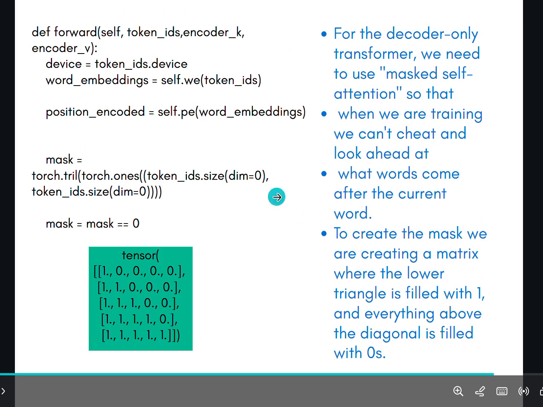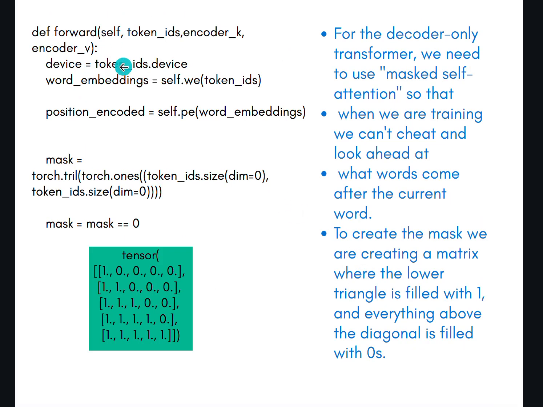So let's look at the interesting part, which is the forward method. Here you have token IDs, encoder K and encoder V. So that comes from the key and value, right? We need this key and value from the encoder part. These things come together in our transformer class. So here, word embedding equals self.we of word embedding tokens, then positional encoding. These all remain the same. However, here look at the difference.